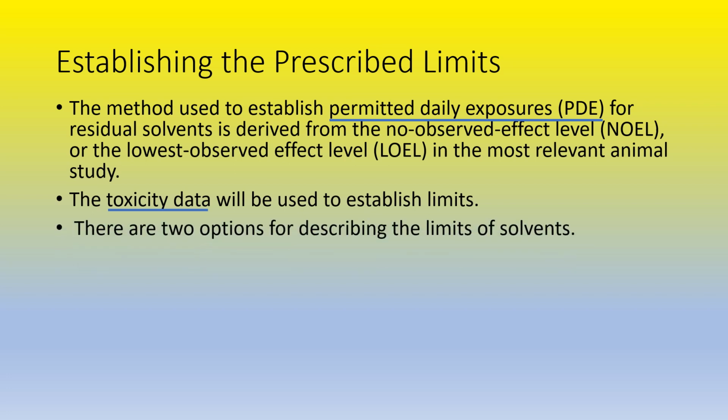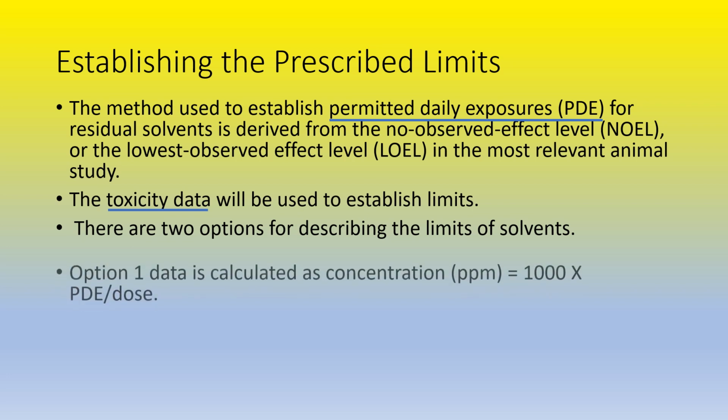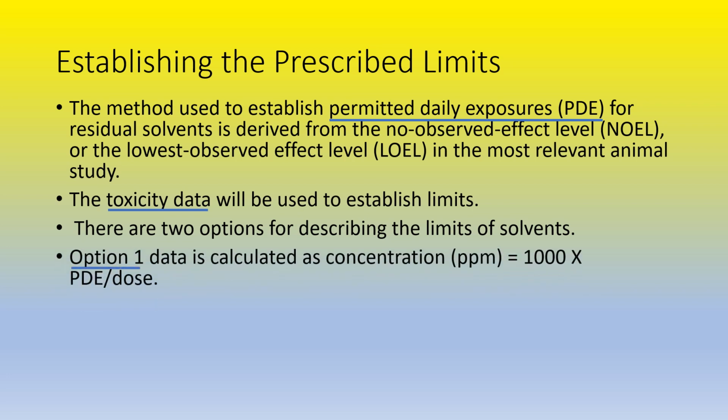There are two options for describing the limits of the solvents. Option 1: data is calculated as concentration in ppm, that will be 1000 times PDE divided by the dose of 10 grams per day. For example, the PDE of toluene is 8.9 mg per day. The calculation is 1000 times 8.9 divided by the dose, 10 grams per day, which comes out to 890 ppm. Same type of calculation is done for all other solvents also.